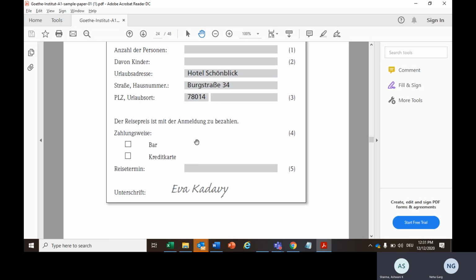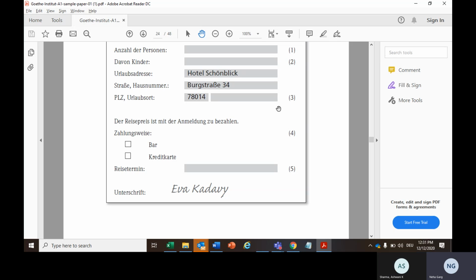Number 4. What will be the correct answer? Der Reisepreis ist mit der Anmeldung zu bezahlen. Zahlungsweise means payment mode. Payment has to be made either bar or through credit card. Bar is cash. Okay, so she doesn't have a credit card, so she'll be paying through cash. So here you will put a tidy cross in the box for bar.